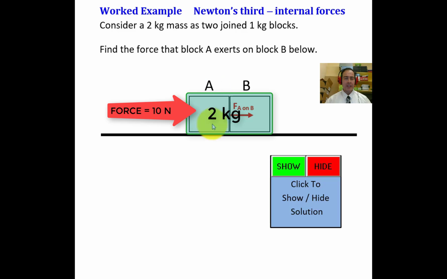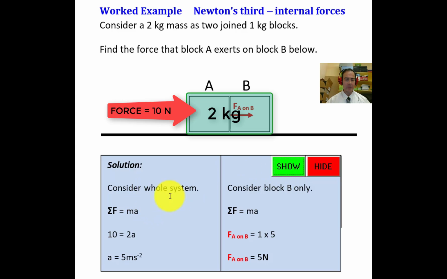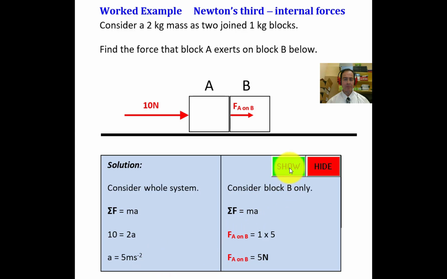What we do is consider the entire mass as a single 2 kilogram mass subjected to a net force of 10 newtons, and applying F equals ma to the whole system, we see that the 10 newton force applied to the 2 kilogram mass produces an acceleration of 5 meters per second squared.